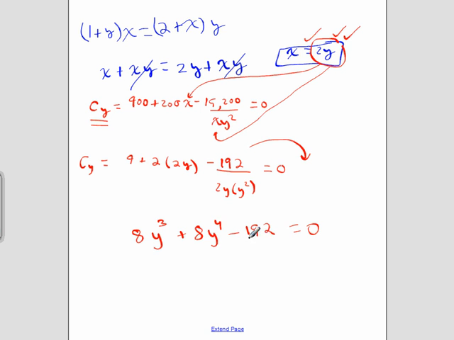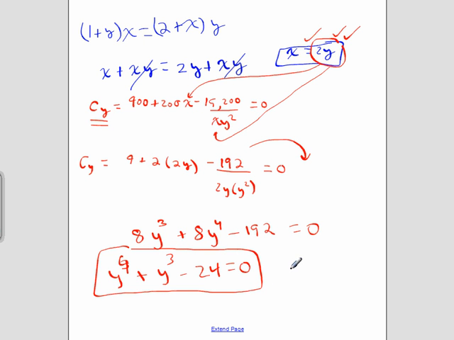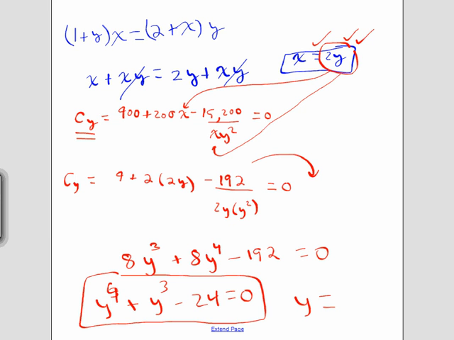And now we could divide an 8 out, and we get y to the fourth minus y cubed plus 24 equals 0. And at this point, we could use a calculator to get this or do a little bit of other work, but we get that the solution to this problem, and you could use your calculator, is that y equals 2. And therefore, x must equal 4.